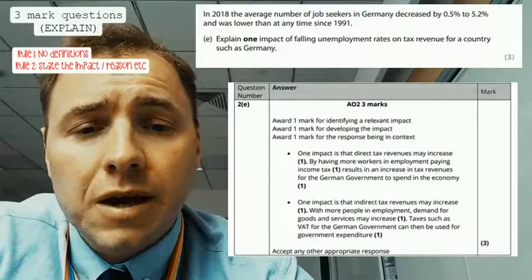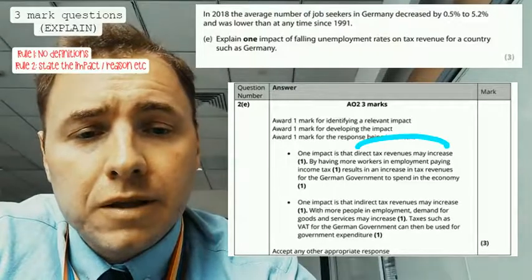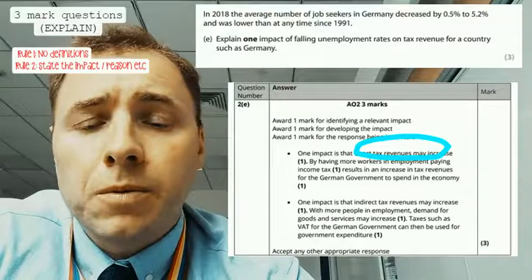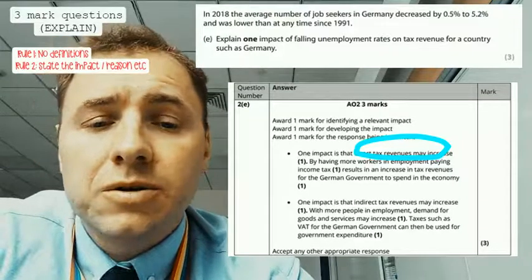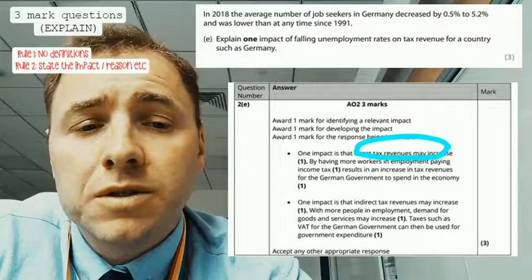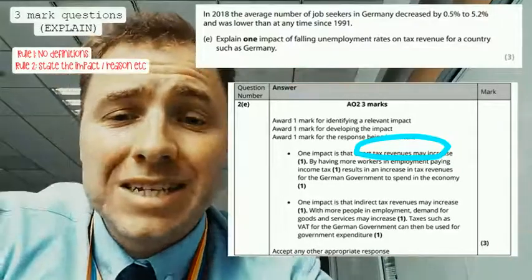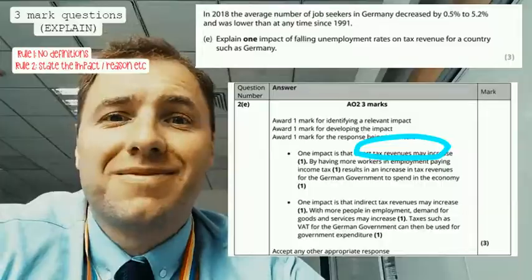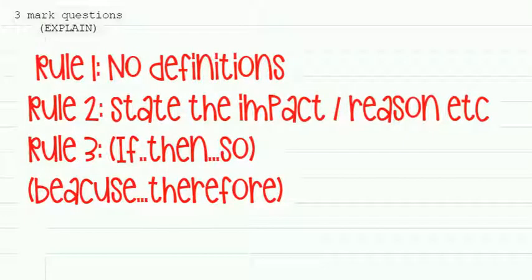We can see here in the example, direct tax revenues may increase by having more workers in employment paying income tax, results in an increase in tax revenues for the German government to spend in the economy. So they've stated the effect and how that effect happens.